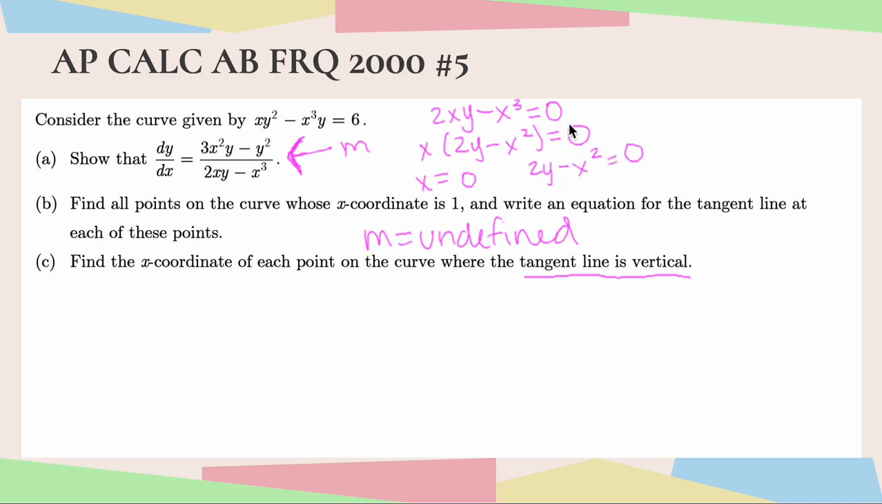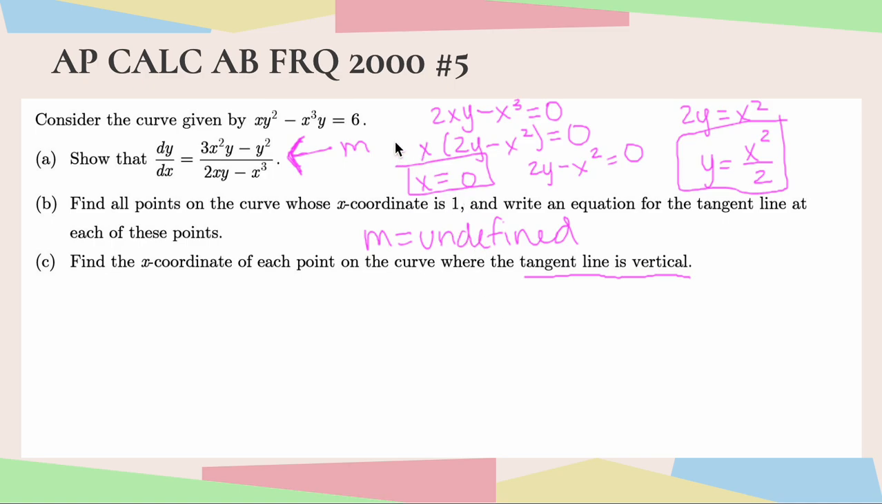Now let me solve this for y. So first I'm going to add x squared to both sides, so I get 2y equals x squared. Now I'm going to divide both sides by 2, getting y equals x squared over 2. Okay, good. So now I have this and this. So I have to get the full points.